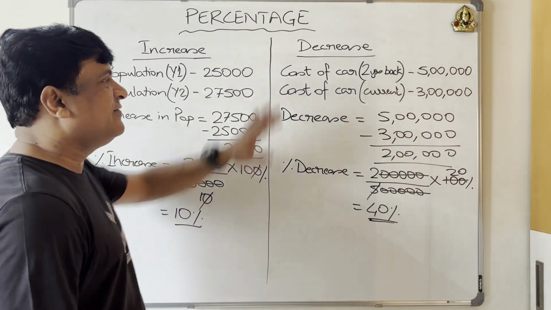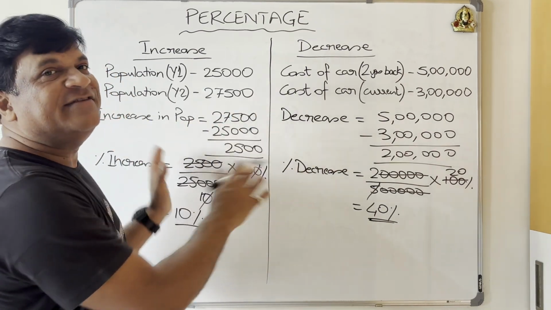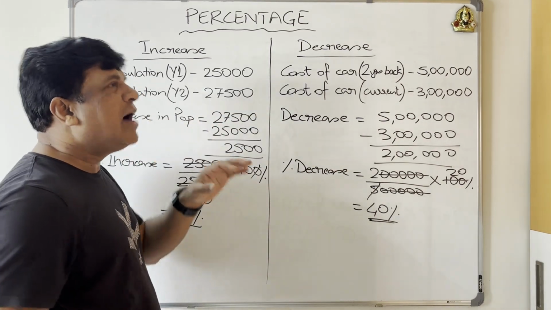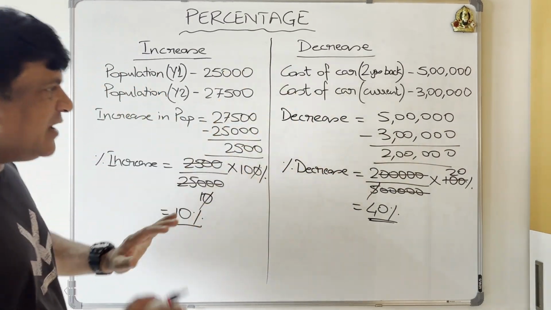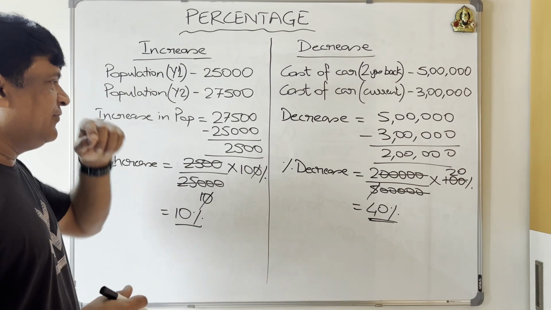Got it? So this is how you calculate increase and decrease. So there is something called a multiplier also, which I can use instead of doing all these things. That will be a little bit, what do you say?